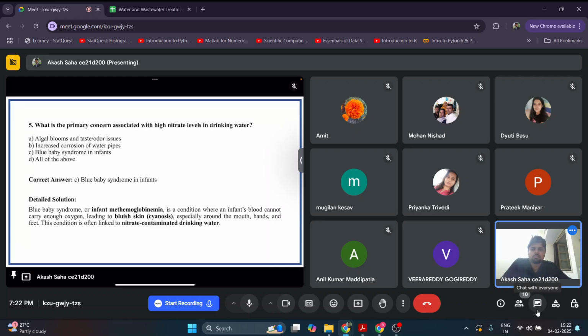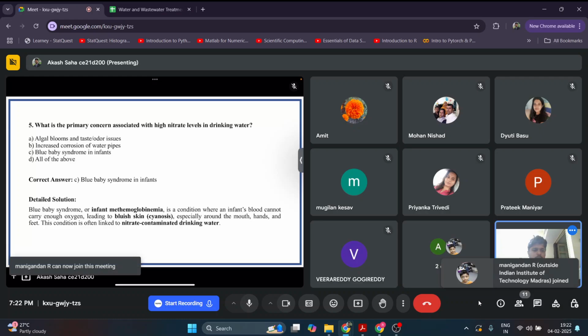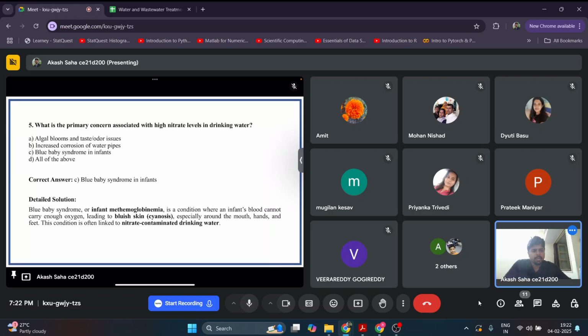So this is the answer for the question. Many of you might be thinking about algal blooms. Yeah, it is there if all the nutrients are present, like nitrogen and phosphorus, then algal blooms will be the correct answer. But if you are thinking only in terms of nitrate, then we should answer it as blue baby syndrome, right? We'll move forward.